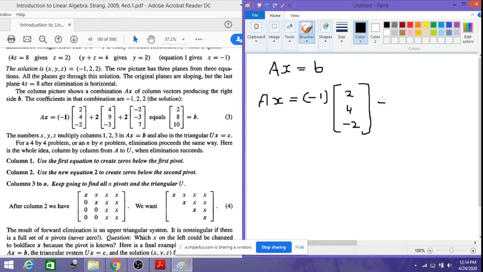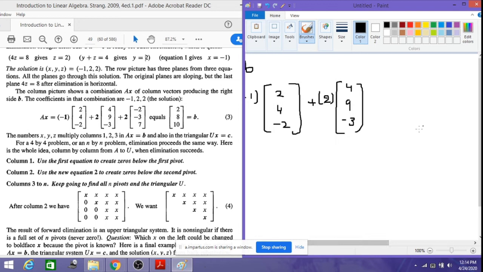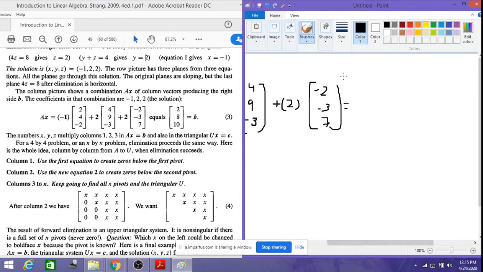Then plus, the value of y is 2, and it means the 2 is multiplied with the second column of the coefficients, because we have not started with matrices yet. Then one more 2 here, that is the z value, so we are multiplying with the third column of the coefficients, and that is equal to b. b is nothing but the right hand side vector, that is 2, 8, and 10. So this is equal to b.